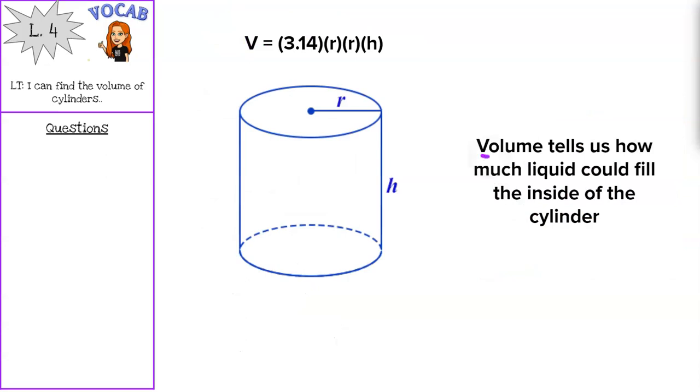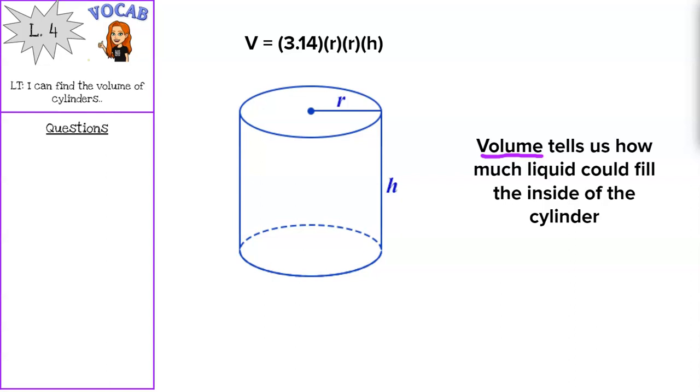Volume is what we're going to find, and volume tells us how much liquid could fill the inside of a cylinder, which is super important for glasses and cans, so that they know how much of your favorite soda they can fit inside the can, or how much Campbell's chicken noodle soup goes inside of the can. That way they can create the cans to match the appropriate size.